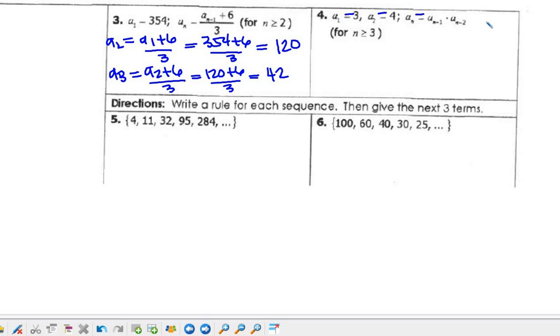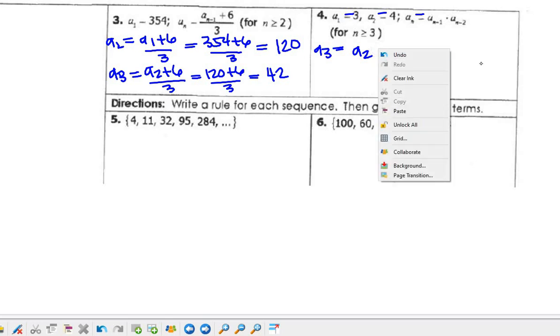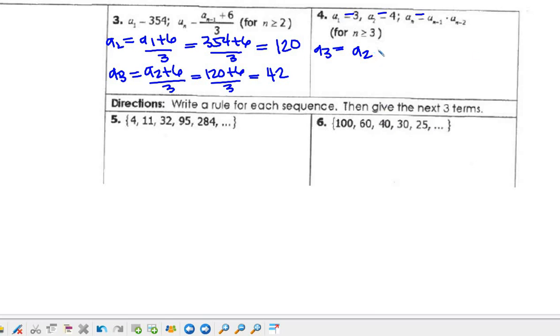So this means that a sub 3 is equal to the term before it, which is a sub 2, times the term 2 terms before it, which would be a sub 1. 3 minus 2 is 1. So the second term is 4 times 3, so the third term is 12.